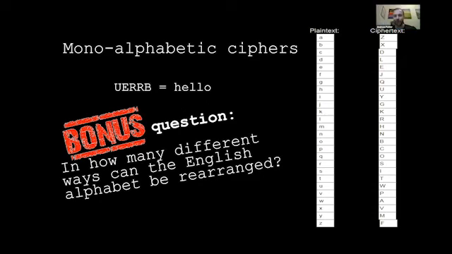Yeah, that's brilliant. So this is kind of a bonus question, but I think this is mathematically an interesting question. And it shows us the importance of having tools for code breaking, because you'll see in a moment when we reveal the number that trying out every single option is not really a possibility.